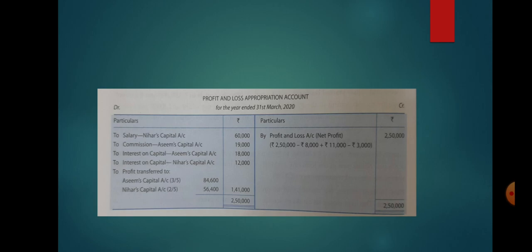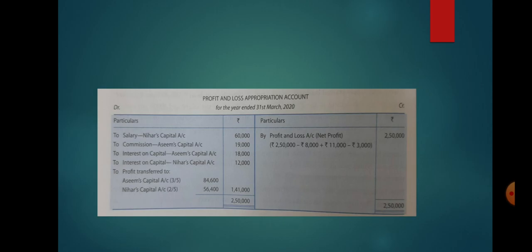Now dear students, how do we calculate whether there is a profit or loss? For that I have explained that after posting all the items, look into both sides, which side exceeds. You can see in the credit side it is rupees 2,50,000, and you have to subtract the debit side amounts of rupees 60,000, 19,000, 18,000, 12,000 respectively. After that you can see there is a balance of rupees 1,41,000 still there, the credit side exceeds.